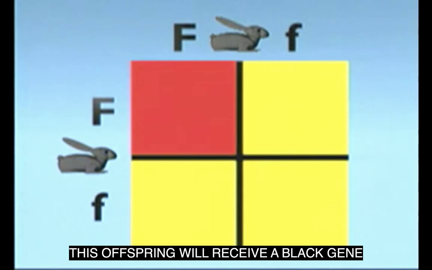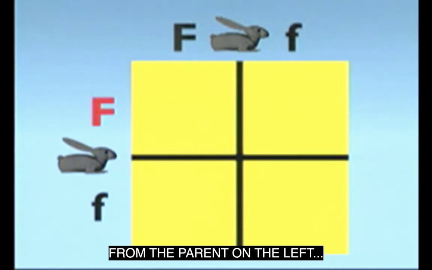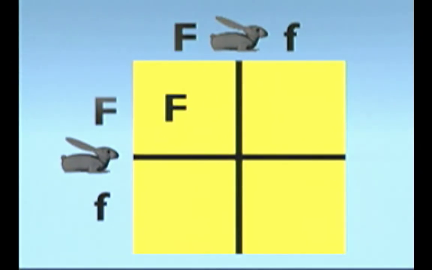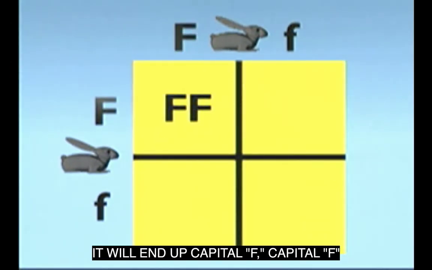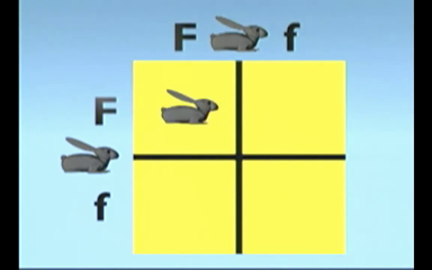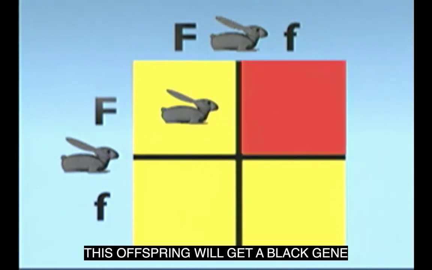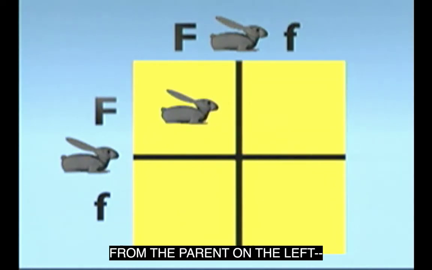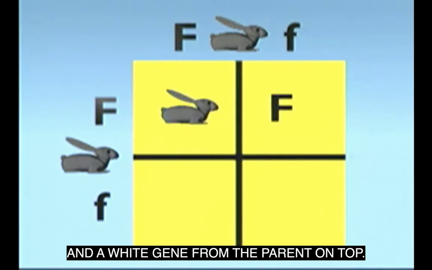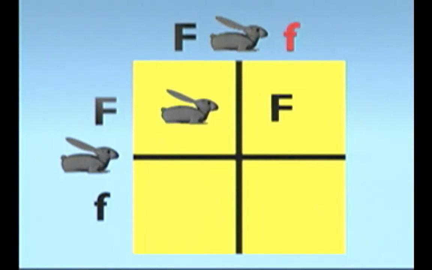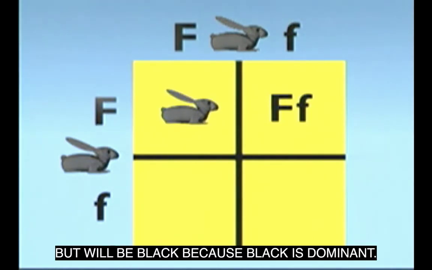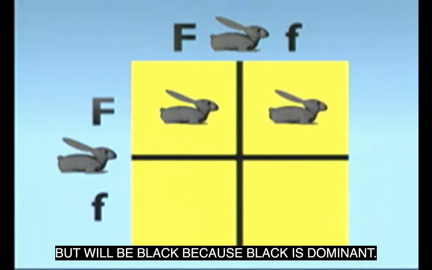This offspring will receive a black gene from the parent on the left and a black gene from the parent on top. It will end up capital F, and will be purebred black. This offspring will get a black gene from the parent on the left and a white gene from the parent on top. It will end up capital F, but will be black because black is dominant.